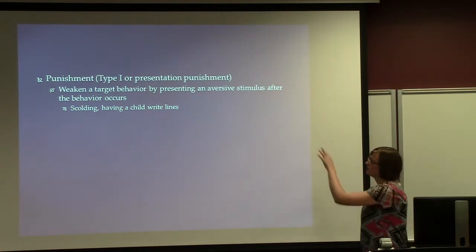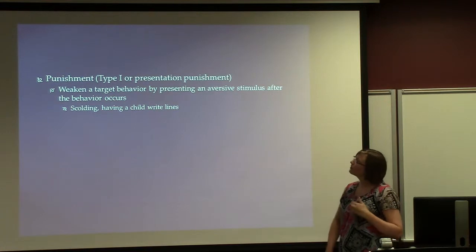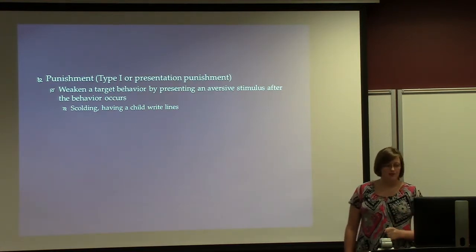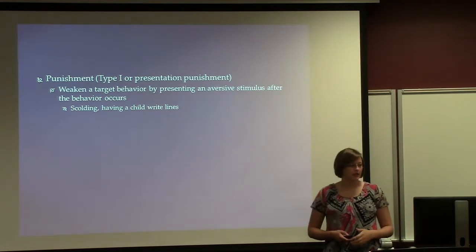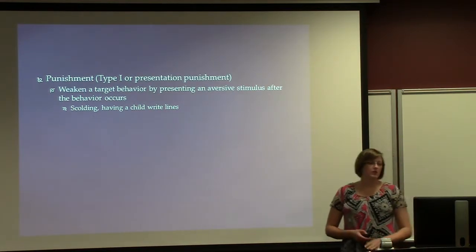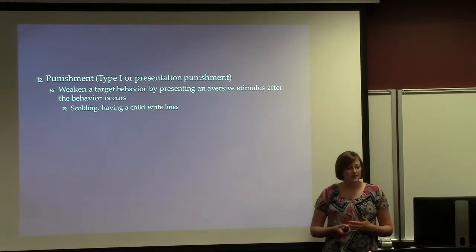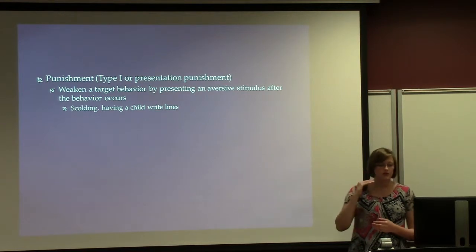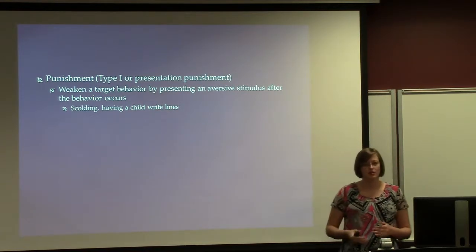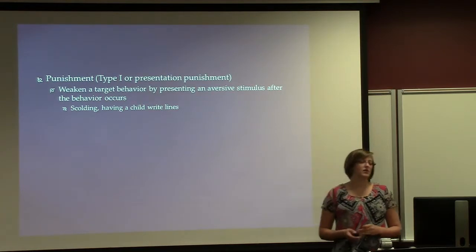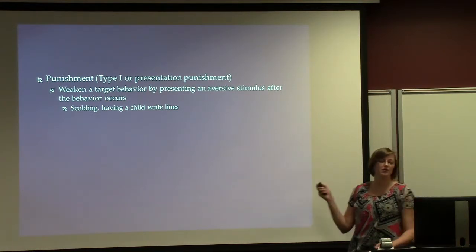Punishment, also known as type 1 or presentation punishment, weakens a target behavior by presenting an adverse stimulus after the behavior occurs. For example, you have a behavior that occurs and then they're scolded for it. There's an adverse stimulus that is presented to them. So they're scolded or they're told to write lines about this behavior. So it weakens the behavior.